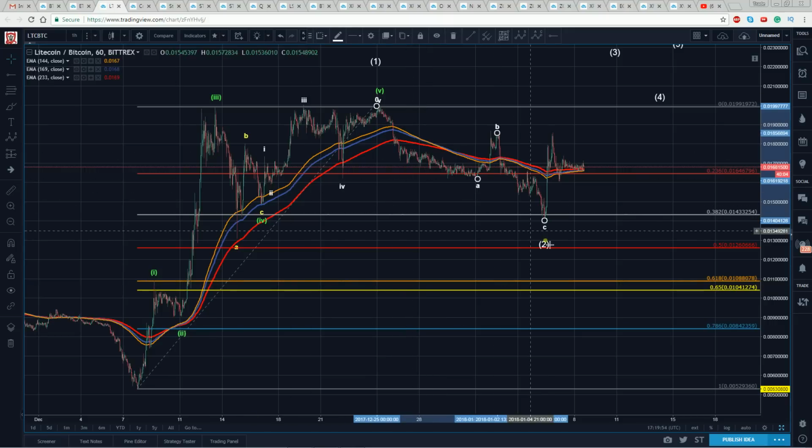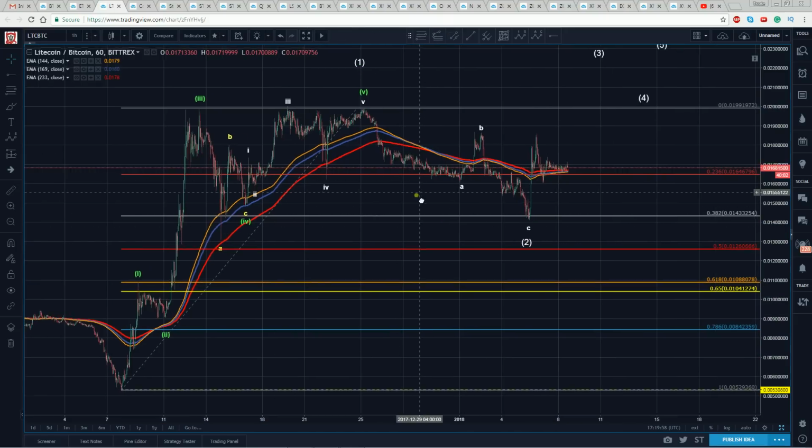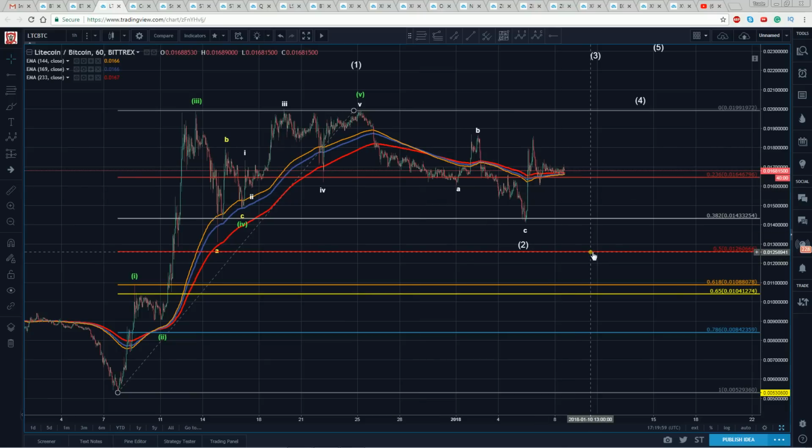So could that be the 2? Yeah, could be the 2. You know, I would have certainly liked it better down at the 50, but I would have liked this better at the 50 as well. So if that's a 1, okay, so that would be the 1 wave now.